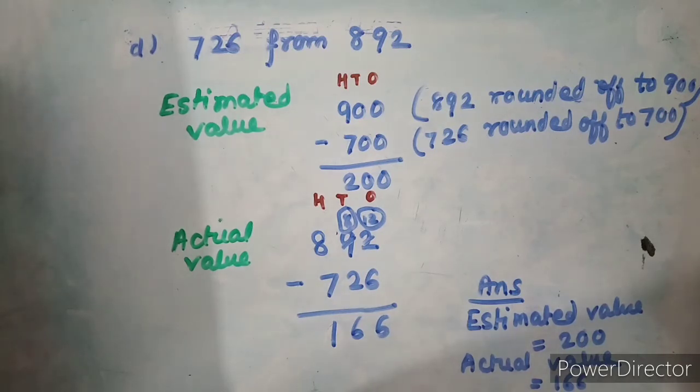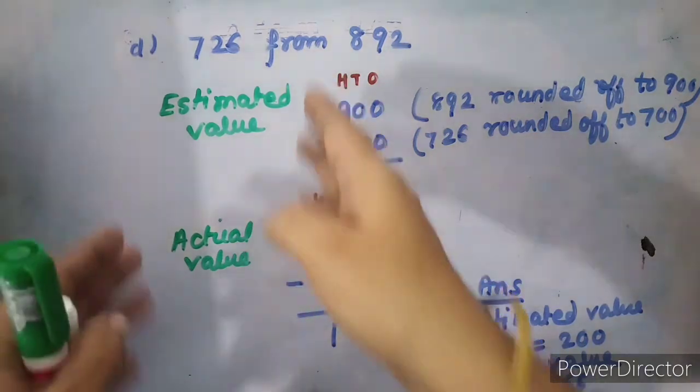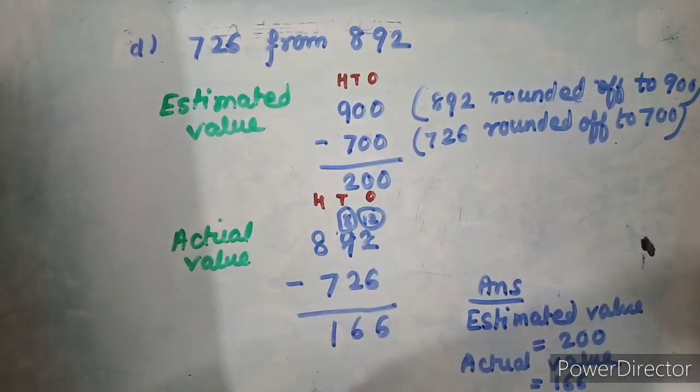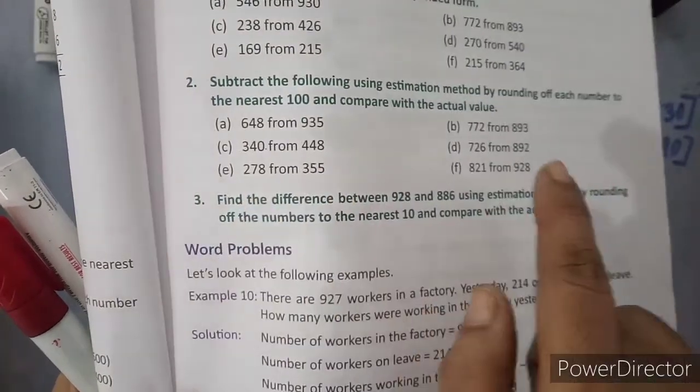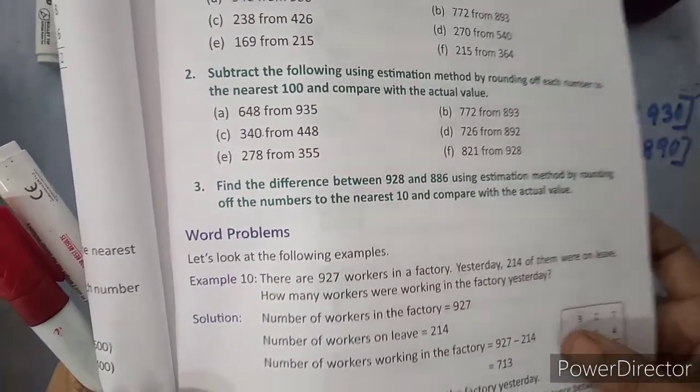Okay, and the next two question is homework for you. Okay, E and F is homework for you. So do the estimated value and actual value. Now students, I have given this and this sum as your homework.